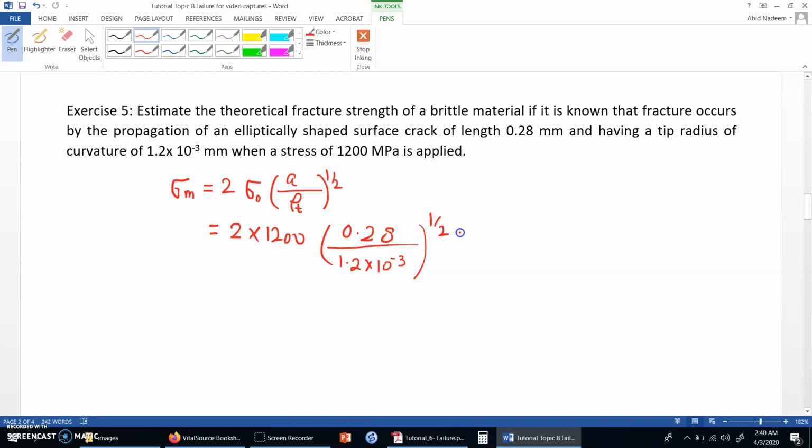So if I solve it for sigma m, then I will get a value which will be equal to 36,660 megapascal, or in other words it is 36.66 gigapascal.